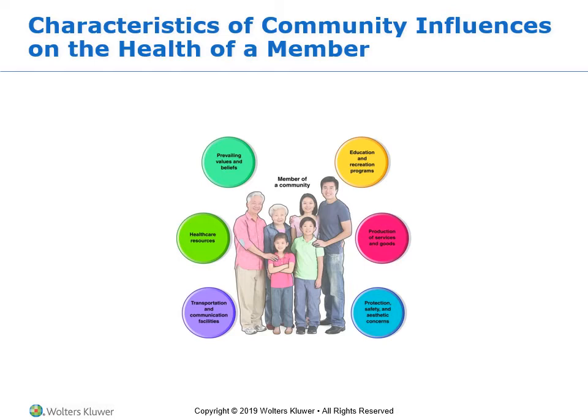And then finally, through socialization, the family teaches, transmits beliefs, values, attitudes, and coping mechanisms, and helps provide feedback to guide problem solving. So, we are a member of a community. Characteristics of the community influence the health of a member. So, those prevailing values and beliefs of the community, available educational and recreation programs, healthcare resources, being able to provide services and goods, access and transportation and communication facilities, protection, safety, and aesthetic concerns.